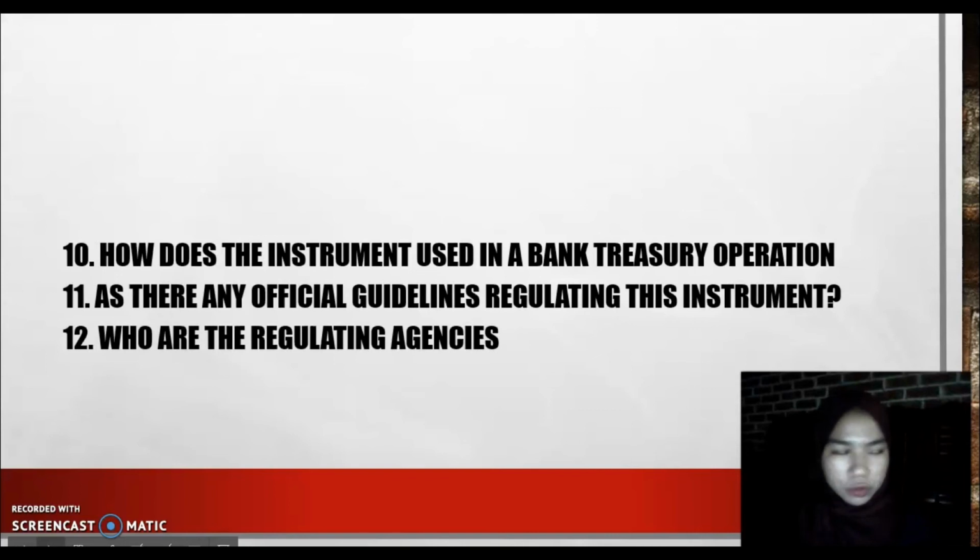My matric number is 259008 and I will present about how the instruments are used in a bank treasury operation. Is there any official guideline regulating these instruments? Who are the regulating agencies?